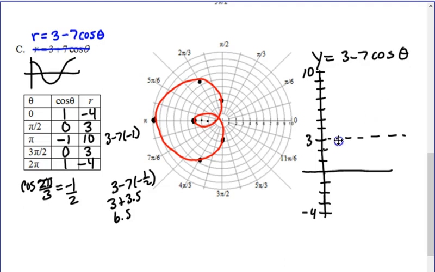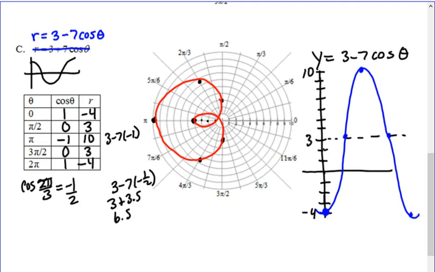But if I put in 0 degrees, I'm going to get 3 minus 7 times 1. Cosine of 0 is 1. So I'm going to be down at negative 4 as my starting value, and I'm going to end at negative 4. In the middle, I'm going to be up at 10, and then I'm going to be on my sinusoidal axis halfway through. So this is actually what this graph looks like.